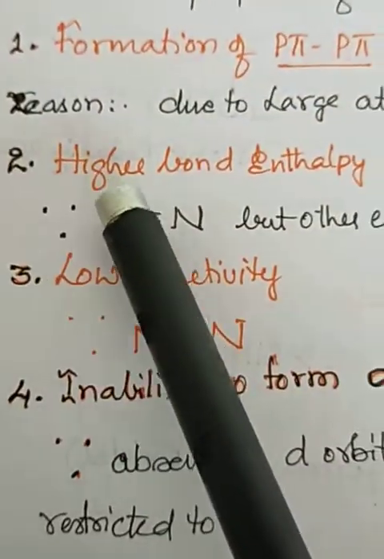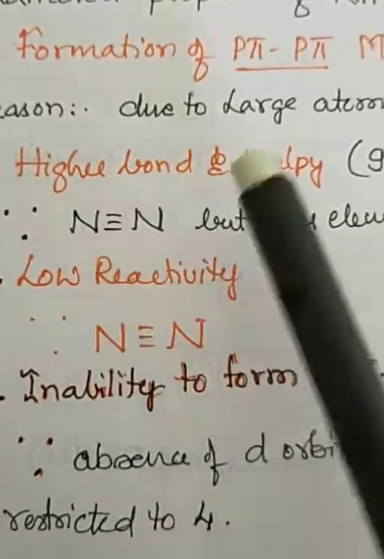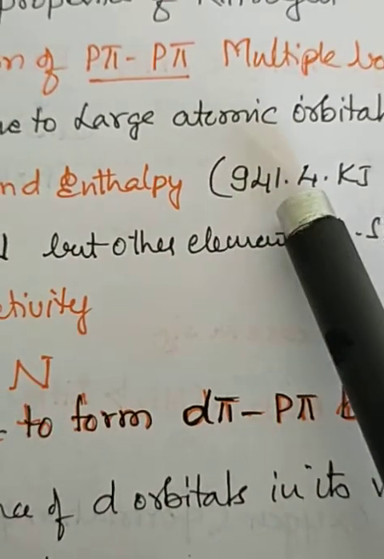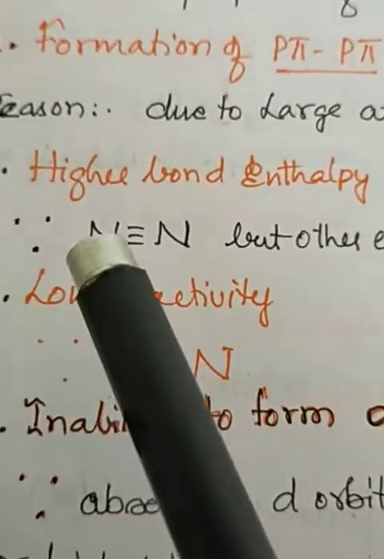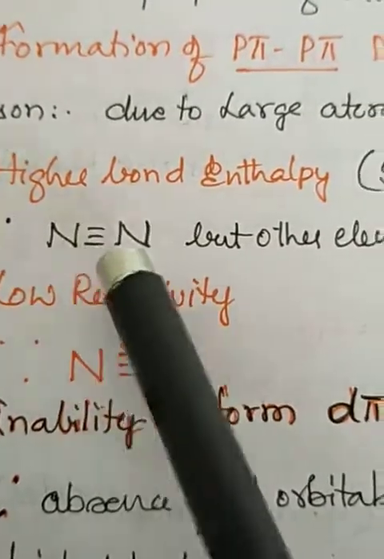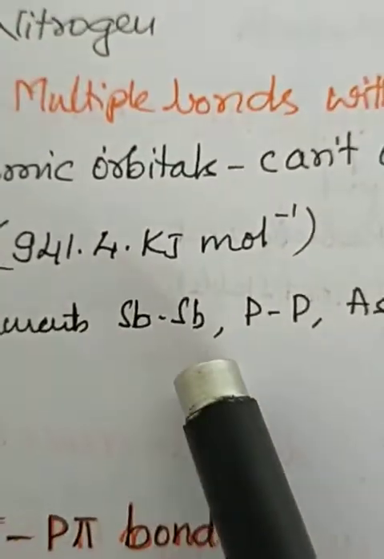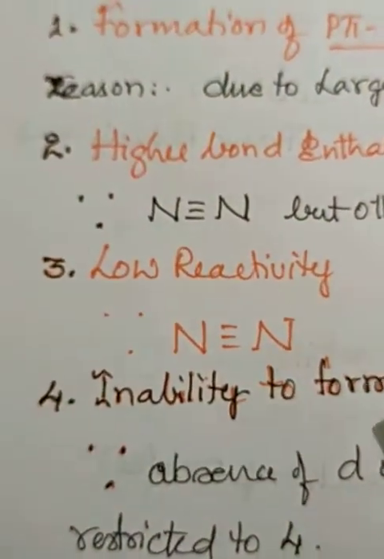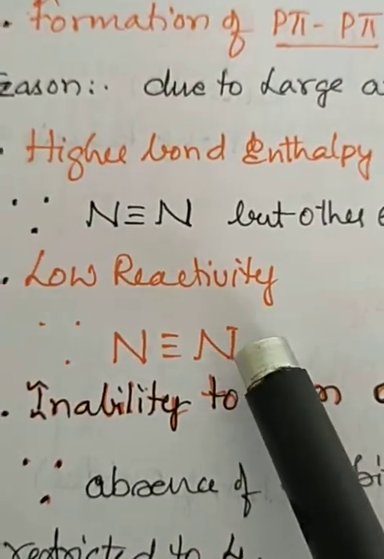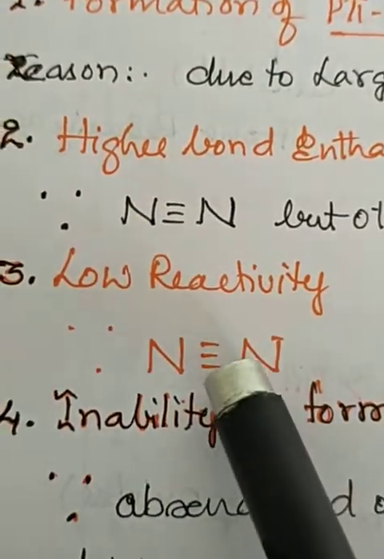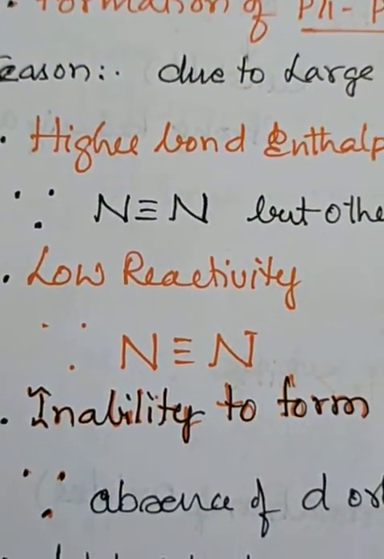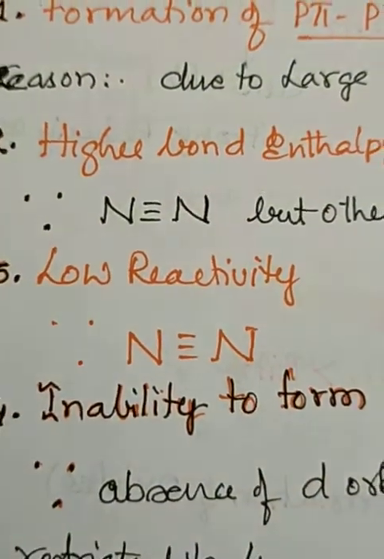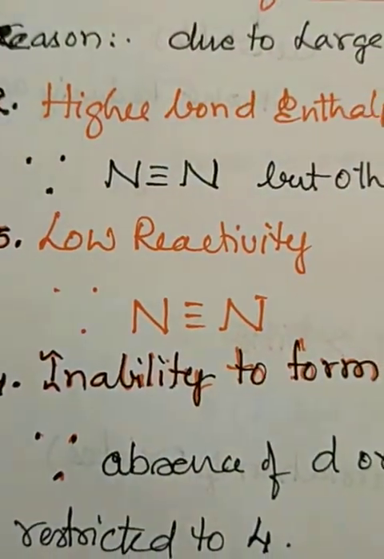Then another one: higher bond enthalpy. The bond enthalpy in nitrogen is 941.4 kilojoules per mole, because of the triple bond between the two nitrogen atoms. But the other elements, antimony, phosphorus, arsenic, and bismuth, form only single bonds. Then it also has low reactivity, because all the electrons are used up in bonding. So nitrogen is used to create an inert atmosphere, which comes under uses that we will study in later classes.